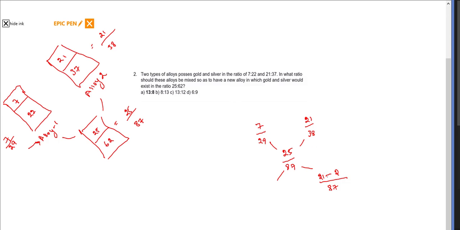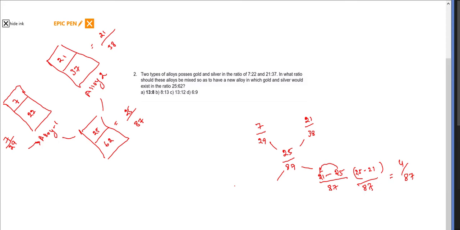This will be 25, right? 29 3 7 so 25. Okay, so this would actually go the other way around. This would be 25 minus 21 by 87, which is nothing but 4 by 87.